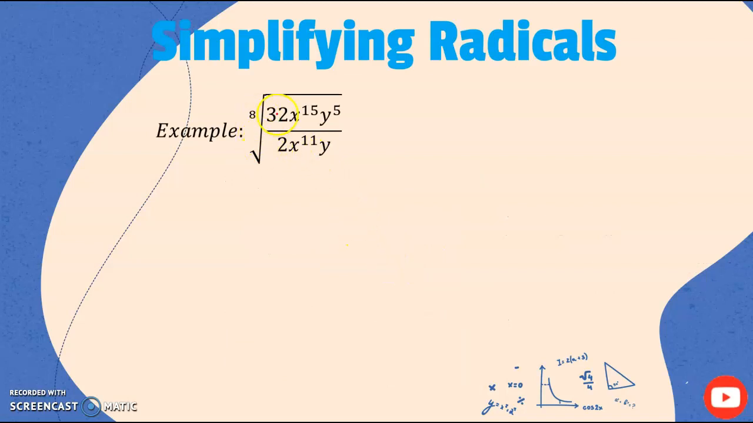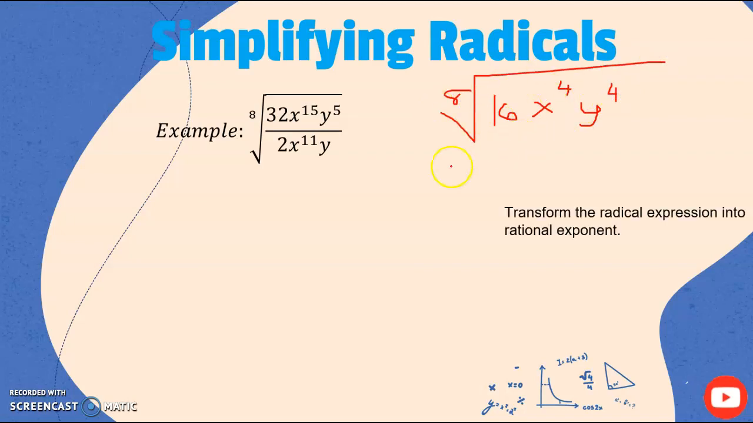last example, 8th root of 32x^15 y^5 all over 2x^11 y. So, there are times that you still need to simplify the radicand. Okay, so in this part, we divide 32 by 2, then x^15 by x^11, y^5 by y. So 32 divided by 2 is 16, no? Okay, and then x^15 minus 11, so it's x^4, right? And then y^5 minus 1, that's y^4 again. So it's 8th root of 16 x^4 y^4.